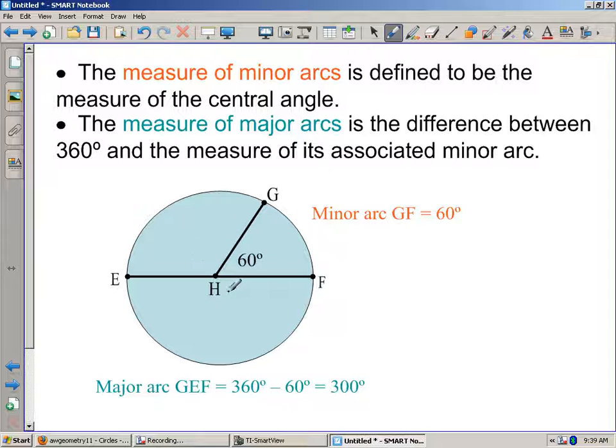So if I wanted to find the measure of the major arc GEF, which is basically what's left over of my whole circle from the minor arc, then you notice I'm going from G to E to F. When I do that, I would take 360 and subtract away the minor arc, which is 60 degrees, to get the major arc measure of 300 degrees. So that's how we find major arcs and minor arcs. They're all off of the central angles.